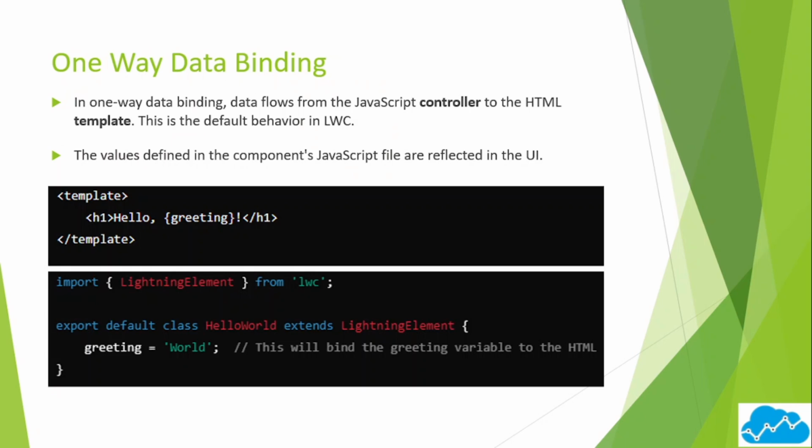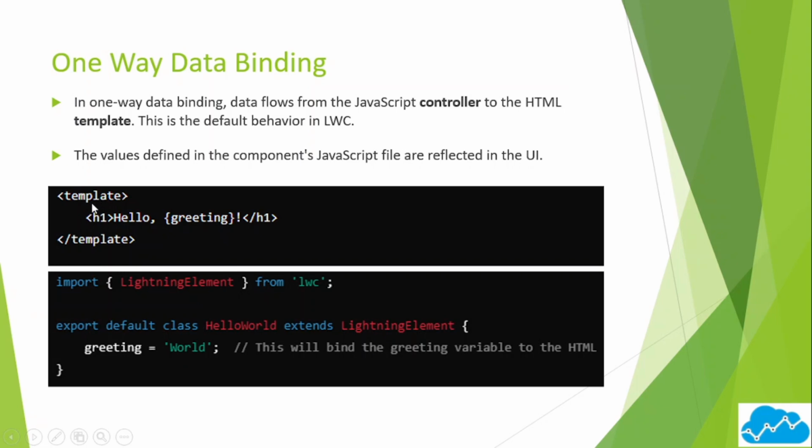one-way data binding. In one-way data binding, data flows from the JavaScript controller to the HTML template. This is the default behavior in Lightning Web Component, flowing from the JavaScript file to the HTML template file. Whenever we create a Lightning Web Component, by default we get three files: the .html file, the .js file, and the meta XML file.